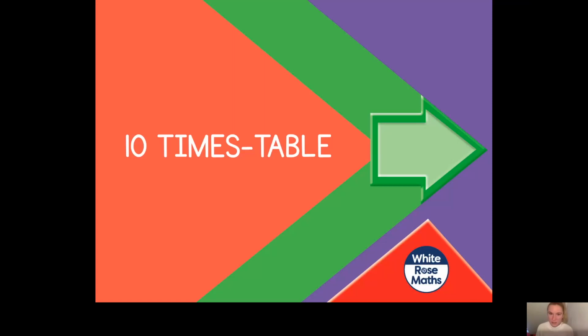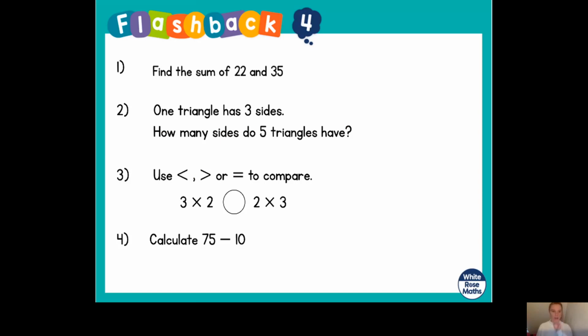Before we do that, let's look at our flashback to warm up our brains. Here's your flashback for today. It has 4 questions like we normally do. Question number 1, find the sum. Find the total of 22 and 35. I'd recommend doing column addition and you need to decide if you need to exchange or not. Now number 2, one triangle has 3 sides. How many sides do 5 triangles have?